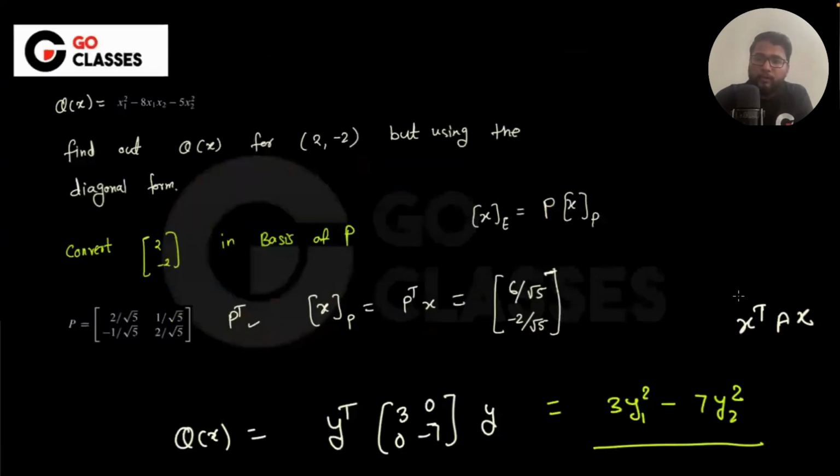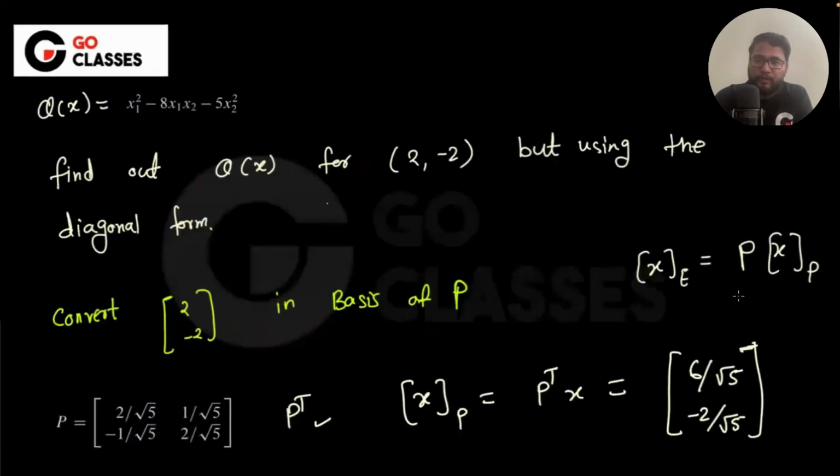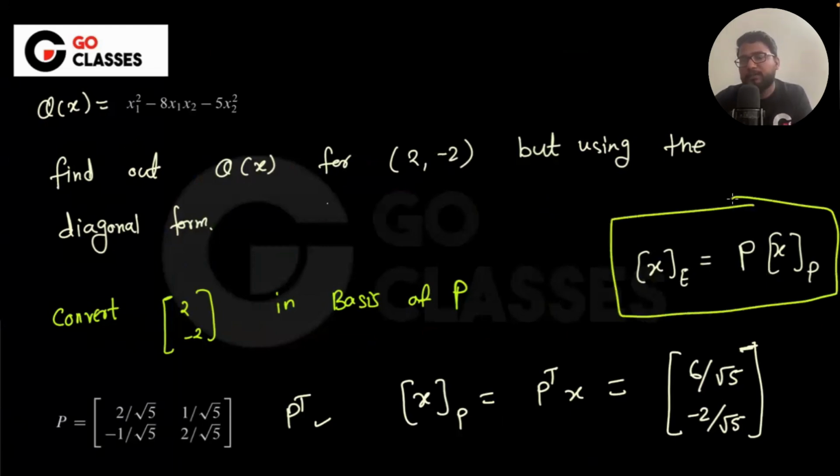Okay, how we have got p transpose x? Because of the change of basis. So basically, you can see that this is x in the standard basis, and if you want to represent this in the basis of p, then you have this relationship, right? Now this xp can be p inverse x, or p inverse and p transpose here are the same. So xp is nothing but p transpose x, right?